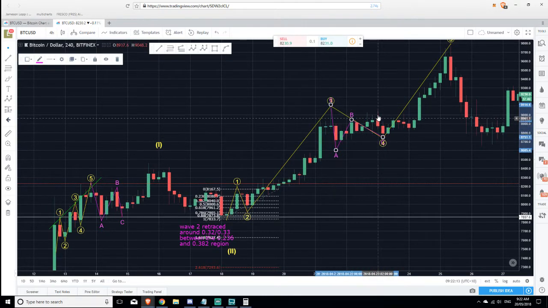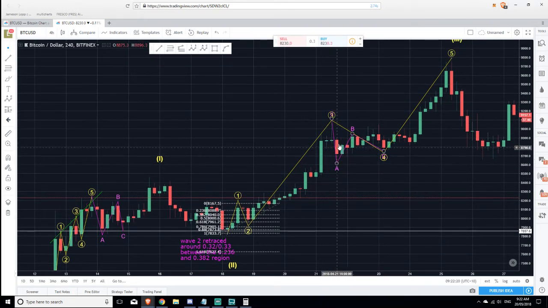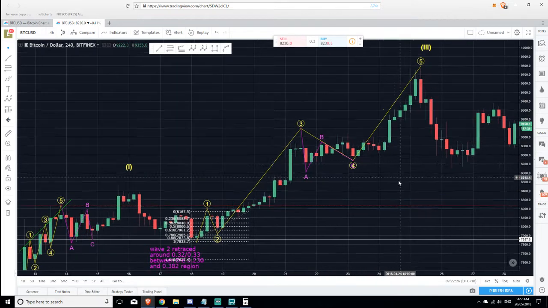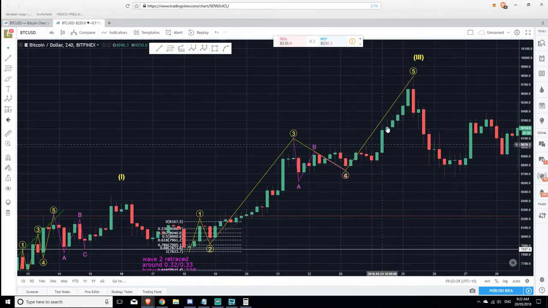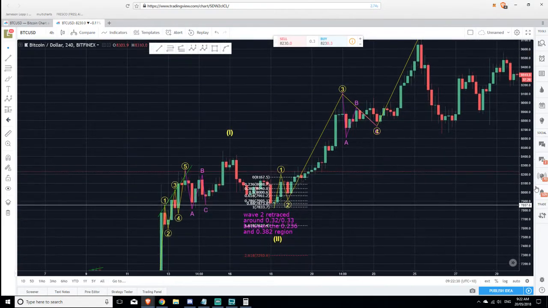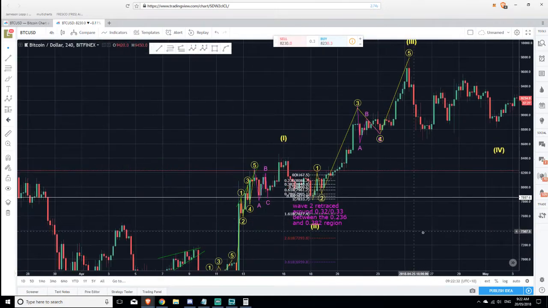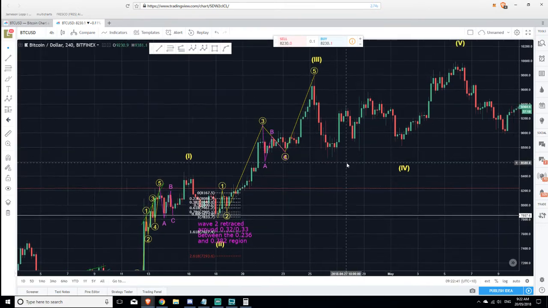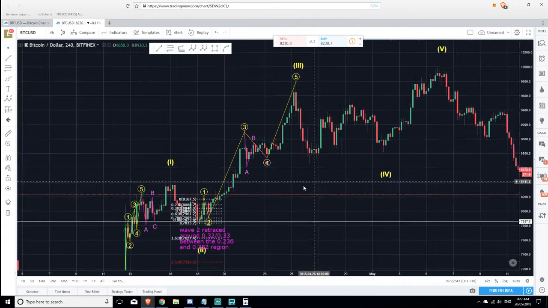ABC, of which this is a 1, 2, 3 in and of itself. So ABC, expanded flat of its own. ABC inside there, ABC. So yeah, another regular flat here, ABC. After which we have a 1, 2, 3, 4, 5 up. So again, really recognizing patterns, using fib ratios, fib retracements to help you decide where prices will retrace to is quite helpful, really.